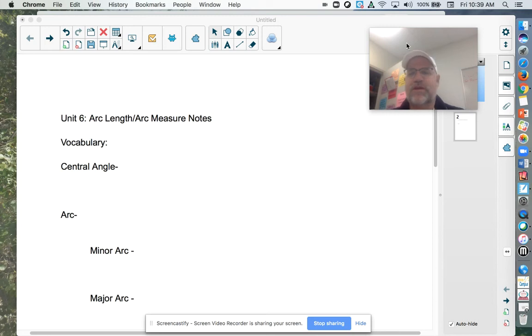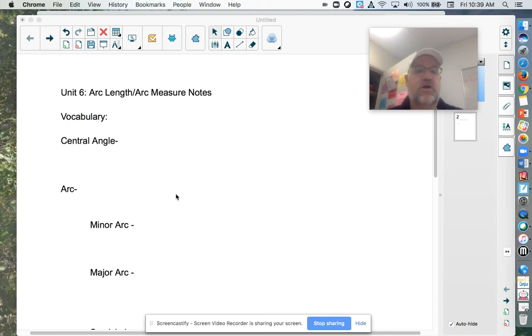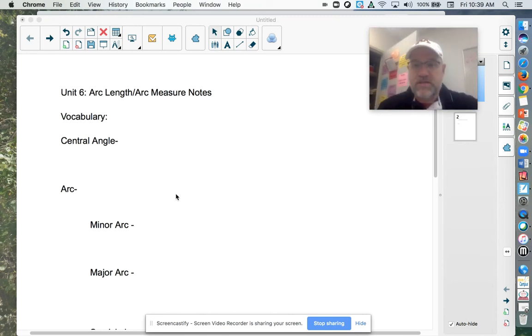So, starting Unit 6, which is arc lengths and arc measure notes. I'm going to just go through this, give us an idea of what our lesson is on today. All right, so arc length and arc measures.